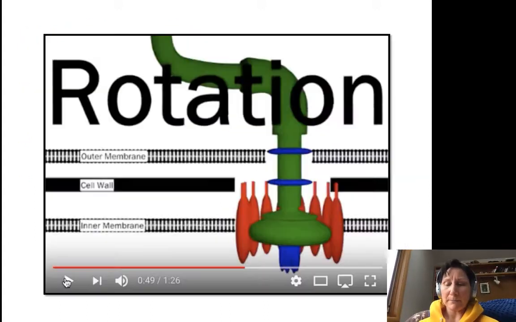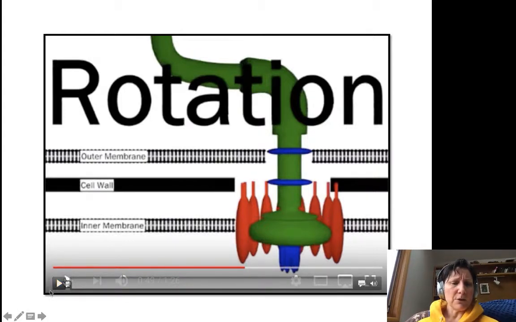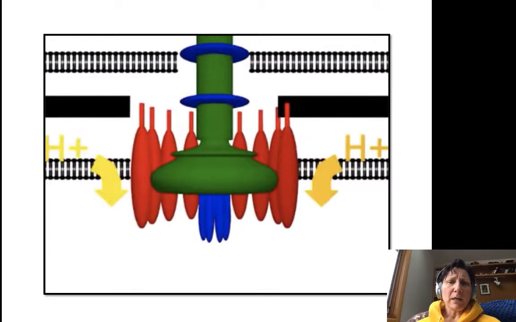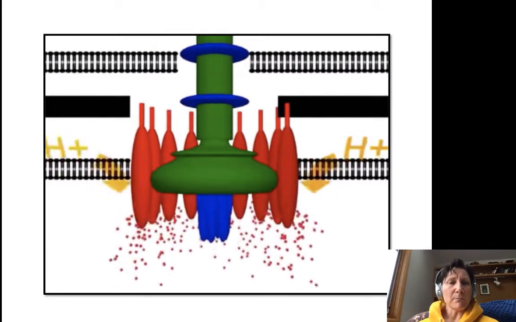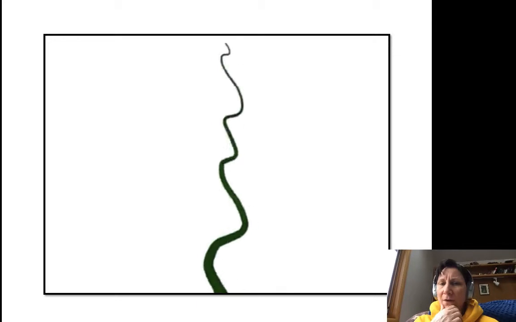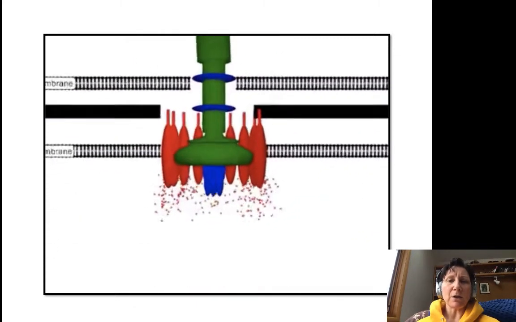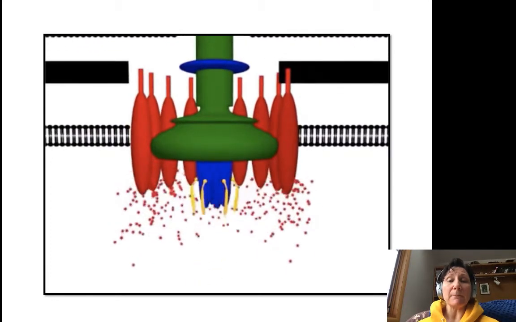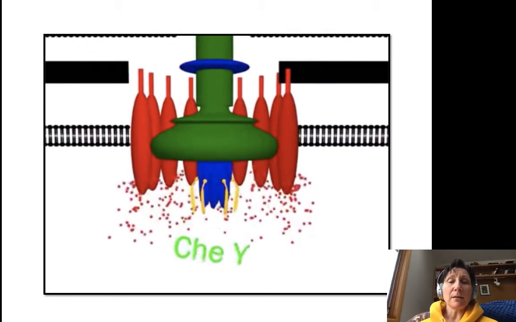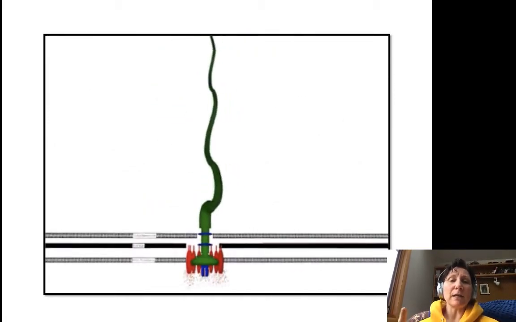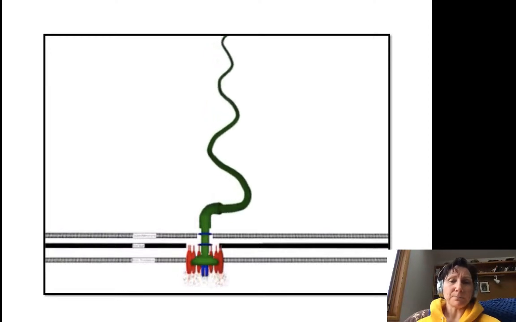So let me show you what I mean. Here's a movie. There's no audio to this movie. This is showing you a little bit of part of that movement. What you'll see is a close-up of the base of the motor. It's proton powered. As that motor fires up, you can see it's now moving the flagellum. It's got some S-curves in it, but it's moving in a clockwise fashion. But literally on a dime, it can automatically switch, and then it'll start turning in the counterclockwise direction.